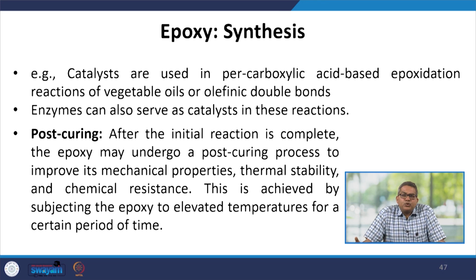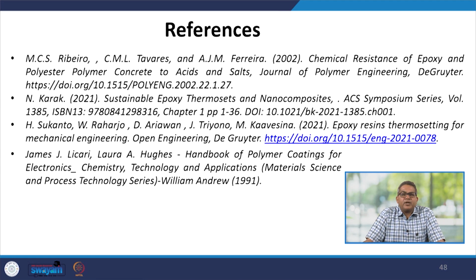Now, catalysts are also used in the percarboxylic acid based epoxidation reaction of vegetable oil or olefinic double bonds. Enzymes can also serve as catalysts in these reactions. Let us talk about the post-curing. After the initial reaction is complete, the epoxies may undergo a post-curing process to improve their mechanical properties, thermal stability and chemical resistance. This is achieved by subjecting the epoxies to elevated temperature for a certain period of time.